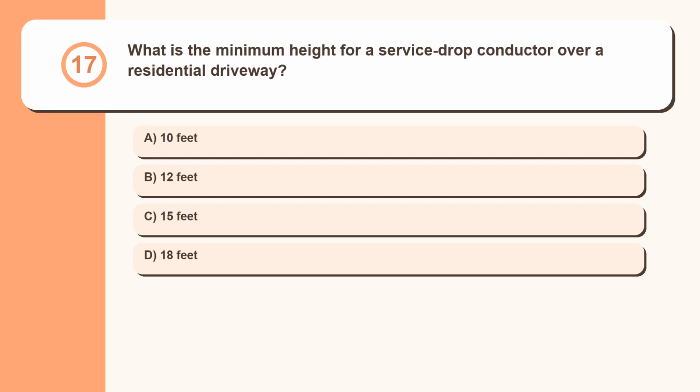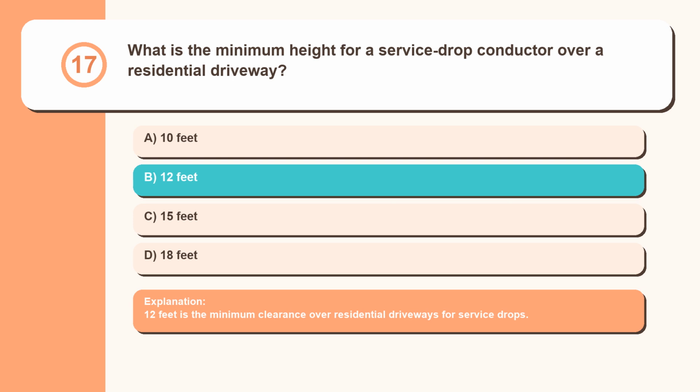Question 17. What is the minimum height for a service drop conductor over a residential driveway? 10 feet, 12 feet, 15 feet, 18 feet. 12 feet is the minimum clearance over residential driveways for service drops.